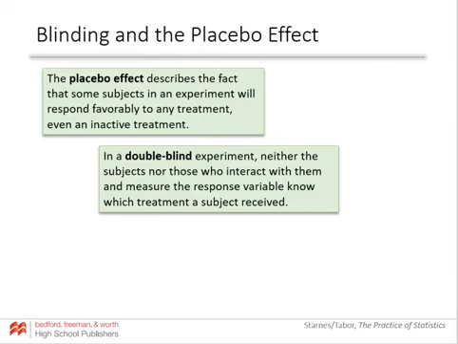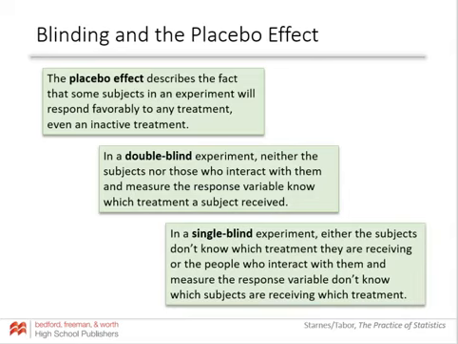Okay. In a double blind experiment, anyone that interacts with that person also doesn't know. So like if the person rubbing the magnet on their knee doesn't know whether it's real or fake, that's a double blind experiment. Okay, single blind would be one group doesn't know. So either the subjects don't know or the experimenters that talk to them don't know.